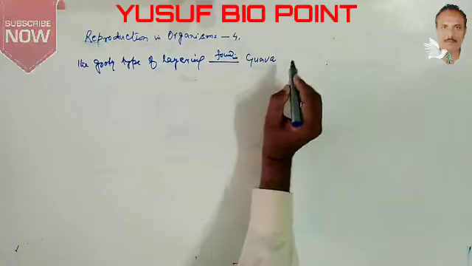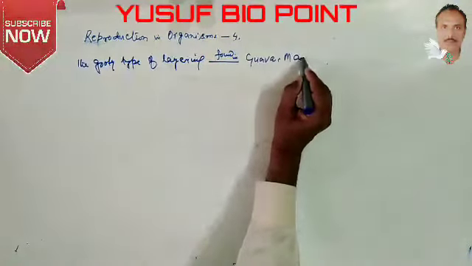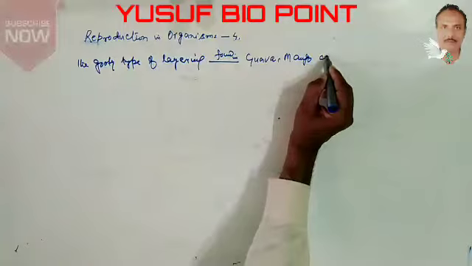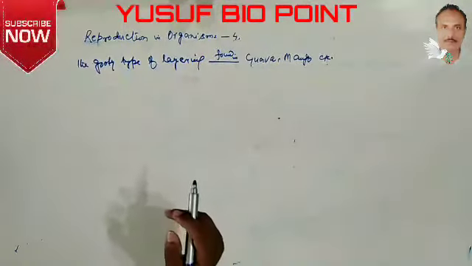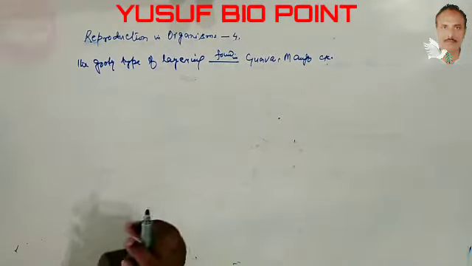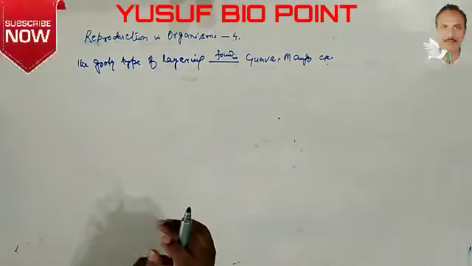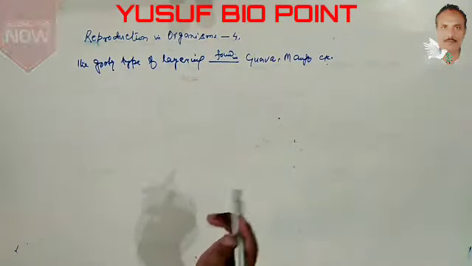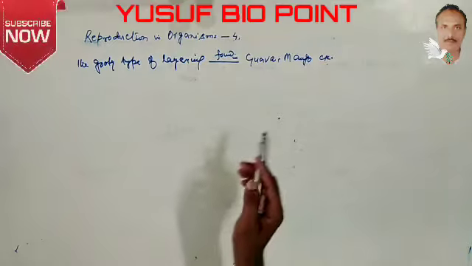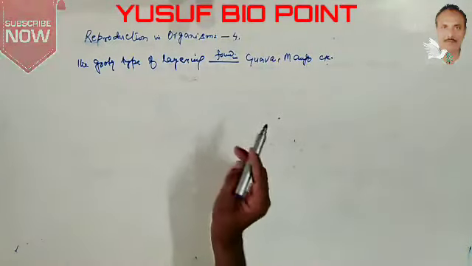Found in guava, mango, etc. Because the stems are hard and it is uneasy to bend, so we use the gooti type of layering for vegetative propagation in such plants.